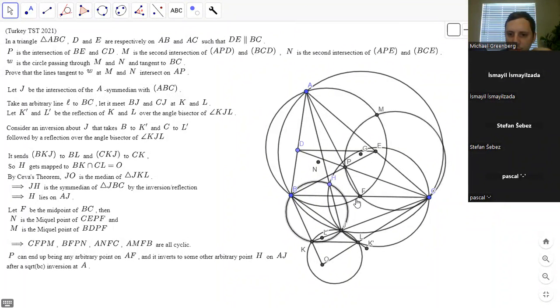So this circle inverts to line CJ, right? Circle ABFM inverts to line CJ. But this circle, I'm not sure what it inverts to. Maybe I just picked the wrong circle. So does this circle invert to this circle? Is that right? Now I'm confused.